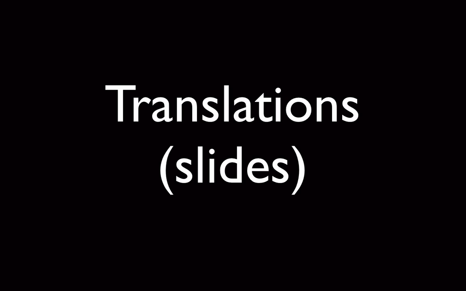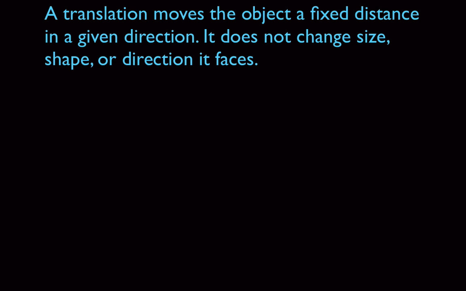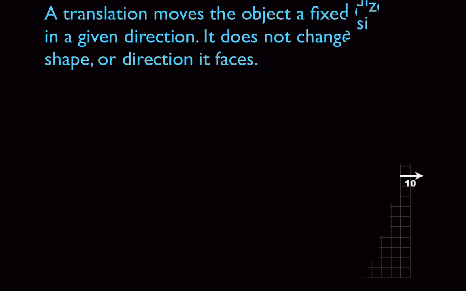Okay, what we're going to talk about today is translations. Okay, translations, remember, are slides going from one point to the next. So first of all, a translation moves the object a fixed distance in a given direction. It does not change size, shape, or direction it faces. So you're not going to have it turn, you're not going to have it flip over, you're just going to literally, it's like taking something on your table and sliding it with your hand without turning it, without rotating it. It's now in a new position, but it's facing the exact same way.